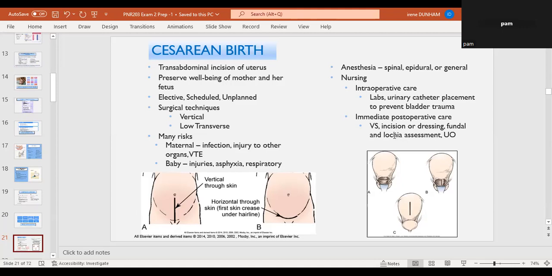Sometimes some books have it 2 to 3, but it's the first couple days. It's really bright red bleeding. Okay. And then what happens, and you want to do assessment on that. So when you massage the fundus, if your lochia comes out, it's going to be bright red, because it's fresh blood. Check if you have any clots.